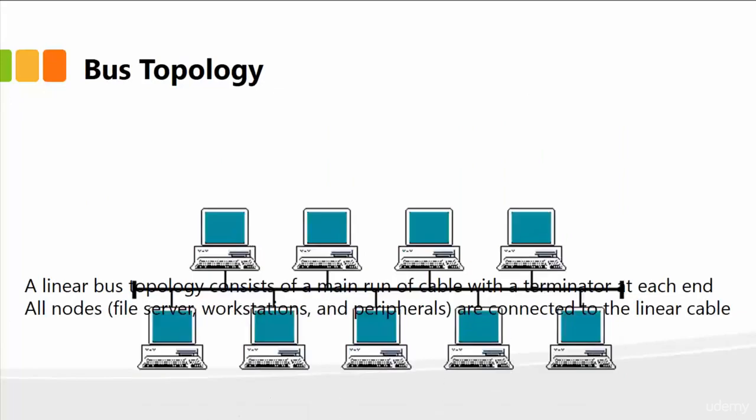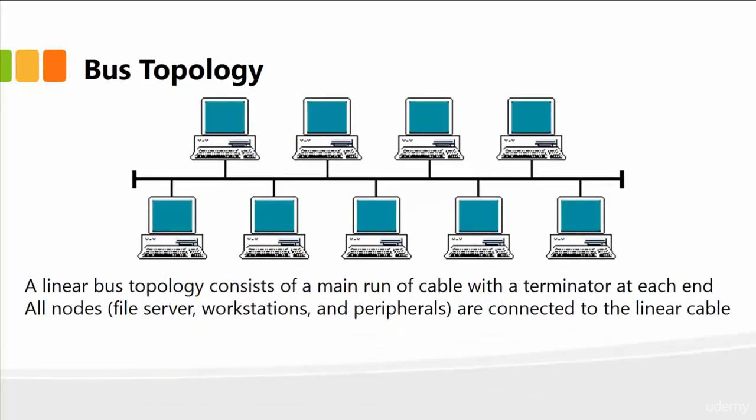So what is a bus topology? A linear bus topology consists of, like I mentioned earlier, a main run of cable with a terminator at each end, and all computers, your nodes for example, such as file server, workstations, and other peripherals such as printers, they're connected to the linear cable. And you can imagine that if there's a break in the cable, right, at any point, the connection would break among computers and devices.